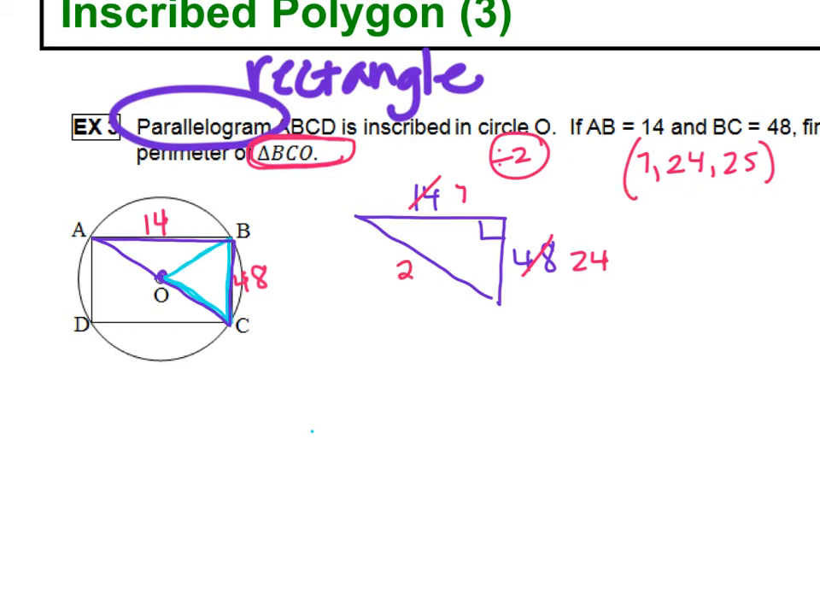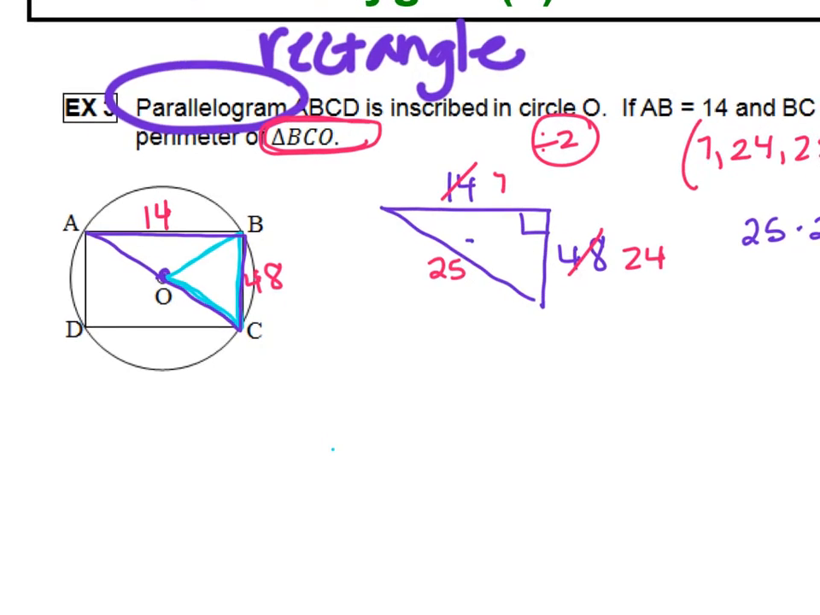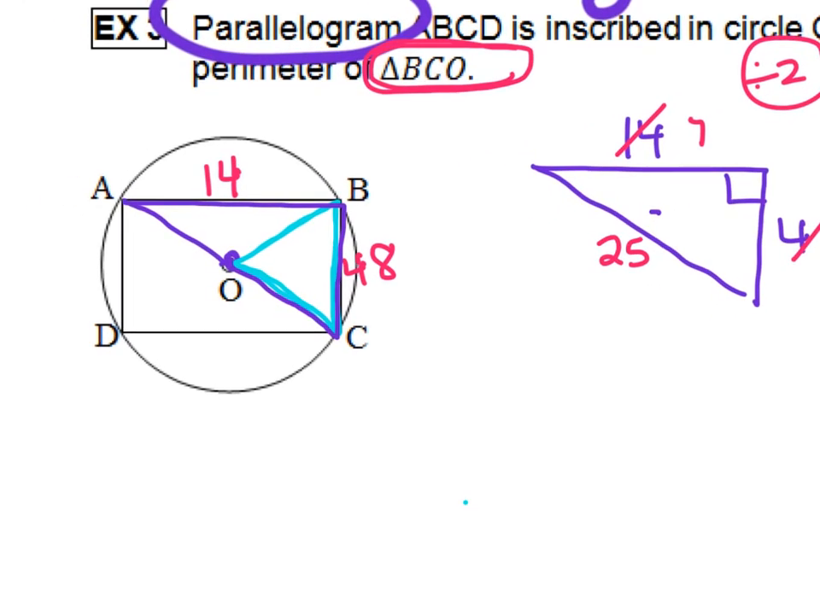All right, so that makes this 25. However, don't forget, because we divided by 2, we have to take that 25 and multiply it by 2. So really, this length is 50. So over in the circle, this whole thing is 50.